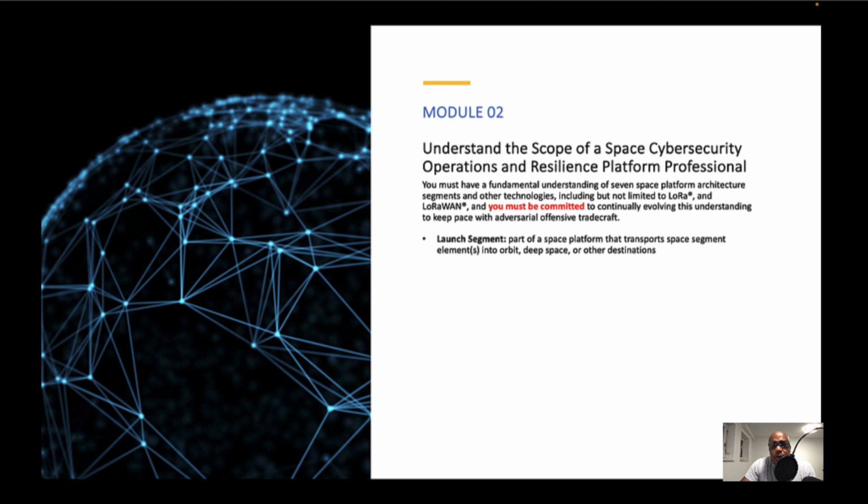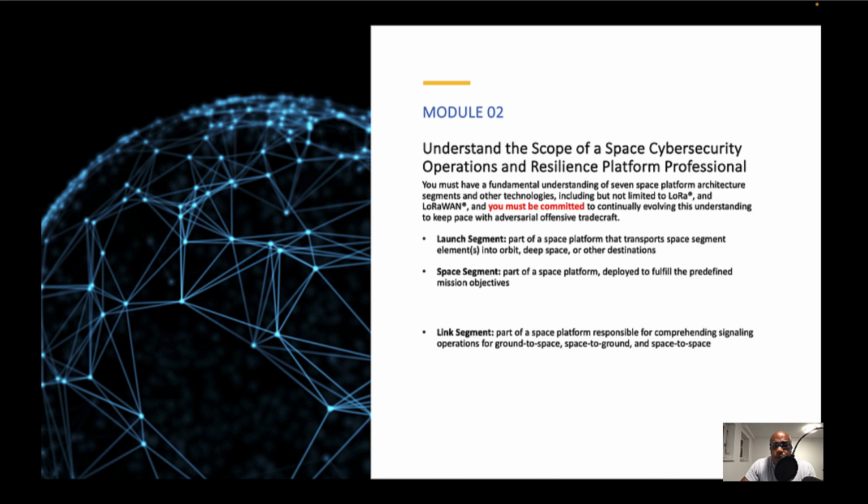Are you already familiar with the launch segment, part of a space platform that transports space segment elements into orbit, deep space, or other destinations? The space segment, part of a space platform deployed to fulfill the predefined mission objectives.